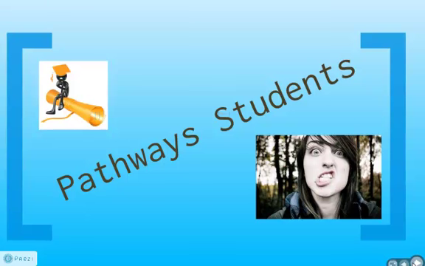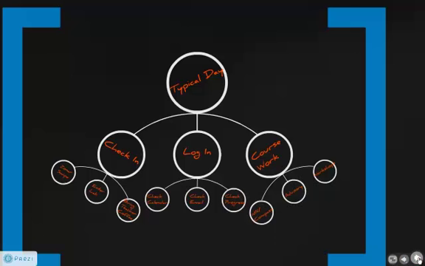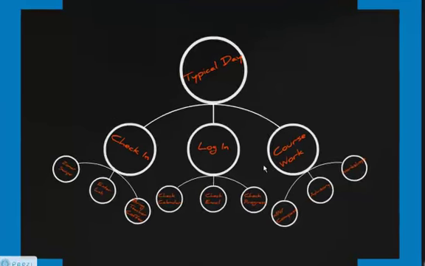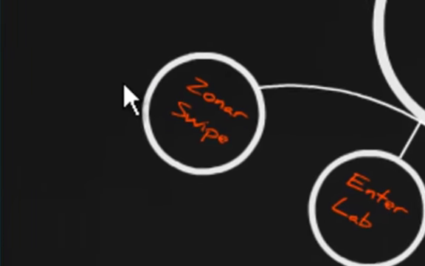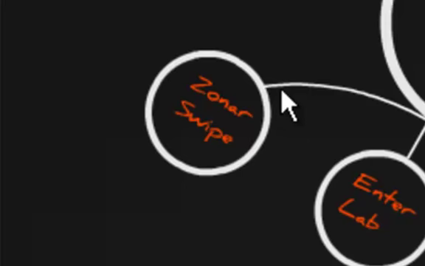So to start off this session, we are going to be talking about what a typical day looks like for a Pathways student. So your typical day will have three parts. When you first get here, you're going to want to check in. We are going to take attendance by a Zonar swipe. So you will be given an ID and there will be a Zonar machine when you enter. You need to swipe your ID past that so that we know you are here.